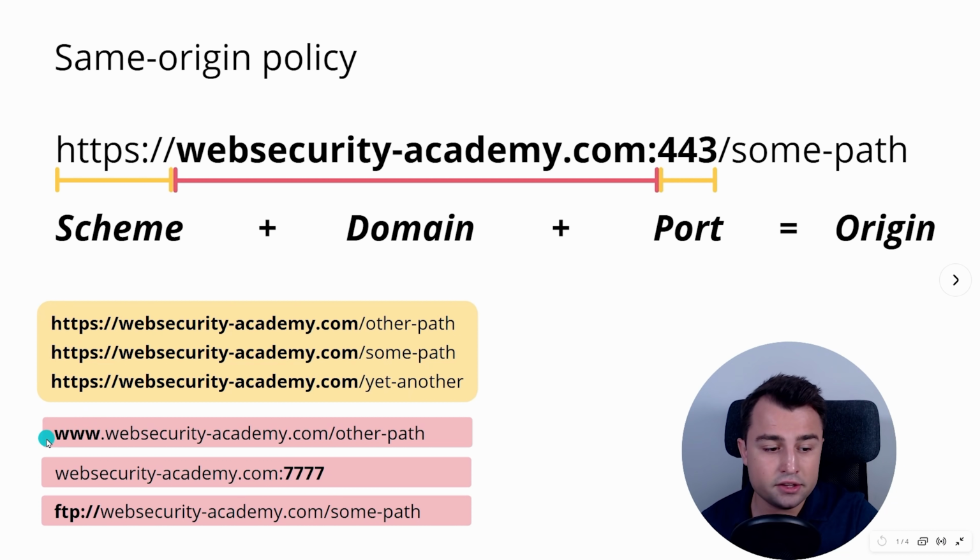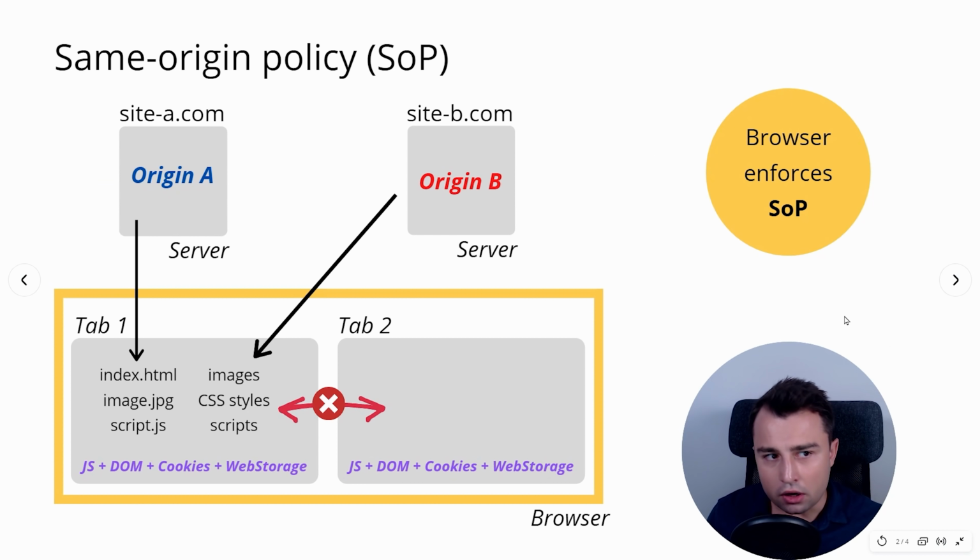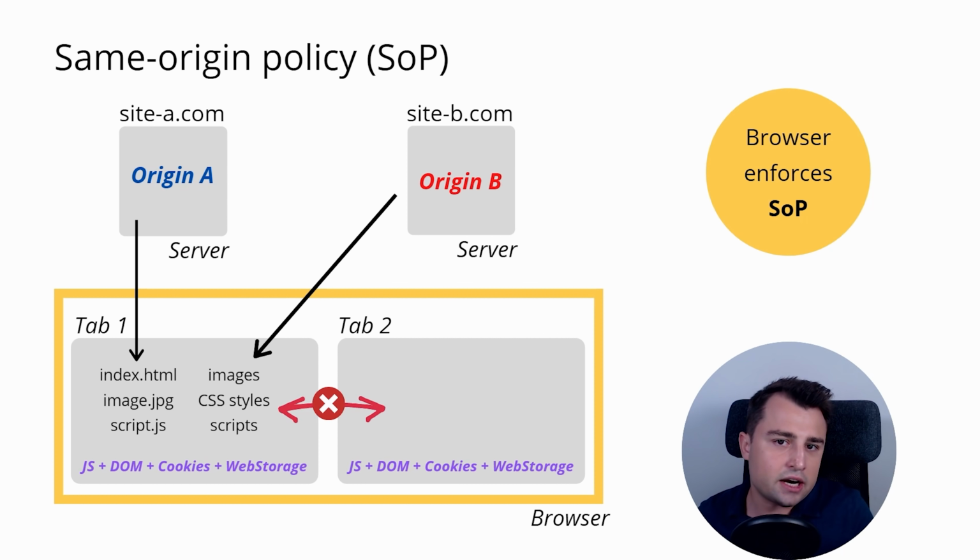If you have a different subdomain, or a different port, or a different scheme, these are all different origins. Why is this so important to differentiate those origins? Let's jump to the next slide. The same origin policy creates some kind of secure context for your websites running in the browser.